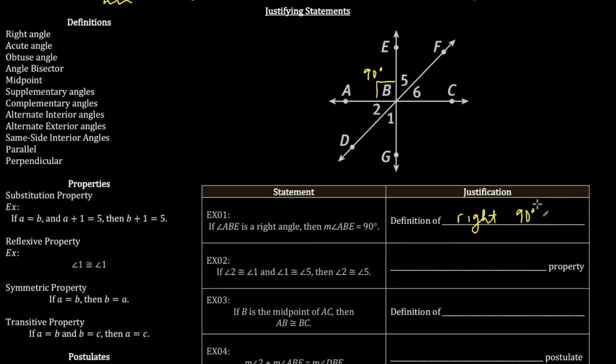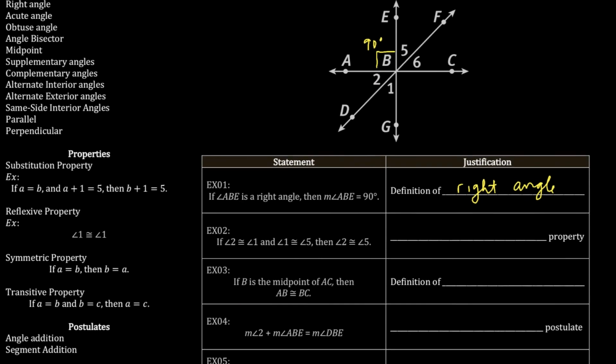So this is the definition of a right angle, which means that if it's a right angle, it's 90 degrees. If it's 90 degrees, it's a right angle. So that's why we know that's true. So let's look at example 2.